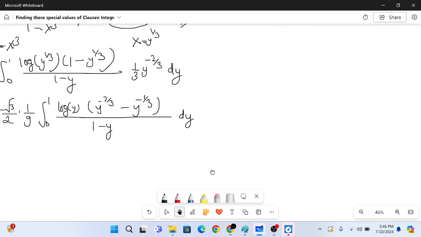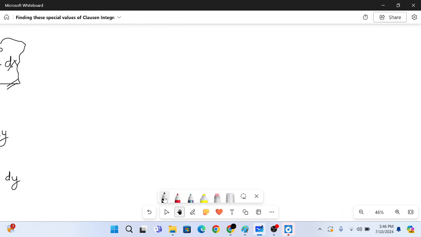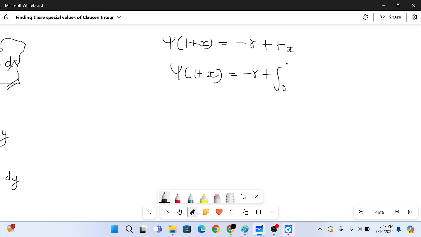To solve it, let me show you something: the trigamma logarithm integrals. First of all, we know that the digamma function is defined as the negative of the Euler constant plus the xth harmonic number. Now you can write the xth harmonic number as the integral from 0 to 1 of (1 minus t to the power x) by (1 minus t) dt.